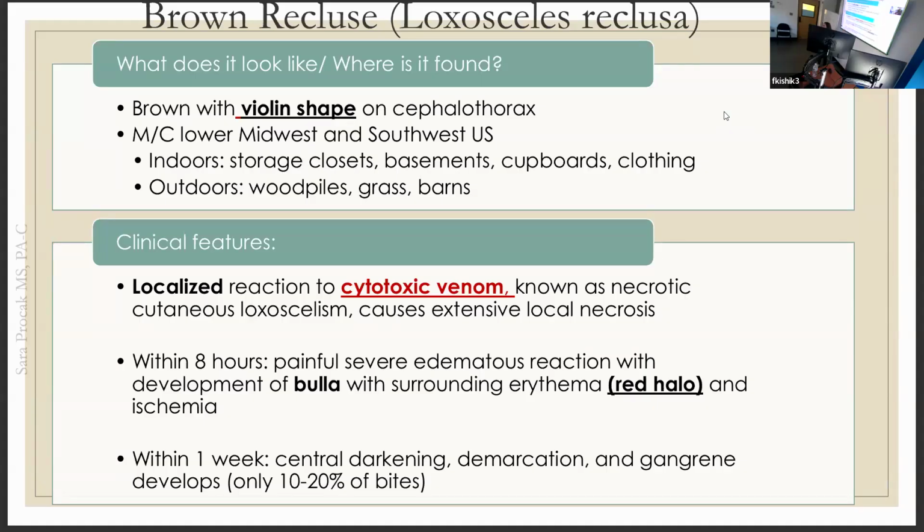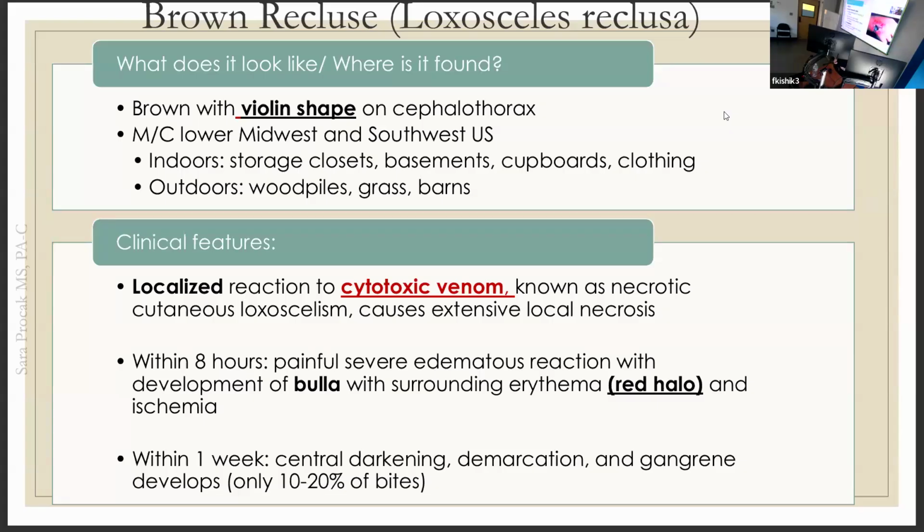Because again, the spider's not trying to kill you. It's not trying to eat you. It's just biting you and fleeing. So within a week's time, it's going to stabilize and heal and just run its course. 10 to 20% of the time, it's going to get worse. That area where it became dusky and ischemic is going to become necrotic. You can have an overlying eschar, and you could potentially have gangrene that's going to form. Not common, but can happen.